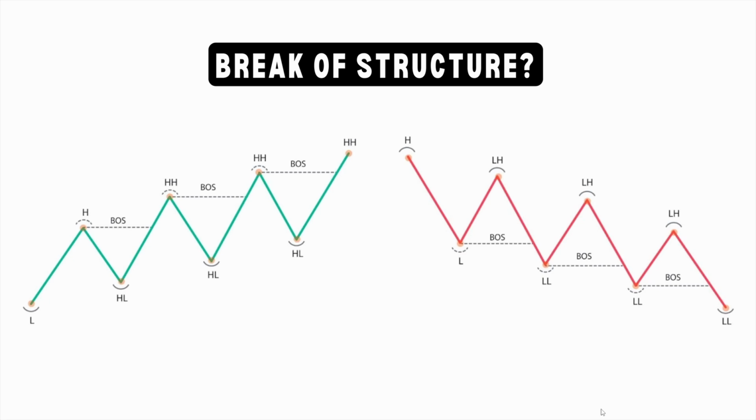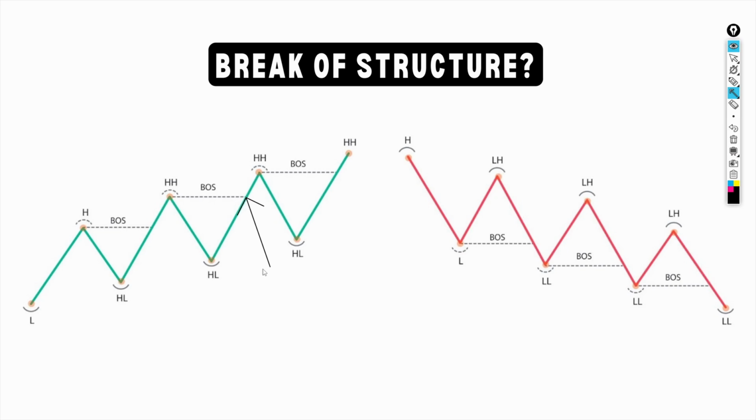So before understanding how to spot a fake breakout and a real breakout, you have to understand what is break of structure, because this is the very important concept that will help you to understand the difference between a real breakout and a fake breakout. So in an uptrend, you will find price creating new highs by breaking the previous high and then creating another high by breaking the previous high. And this simple concept is called break of structure.